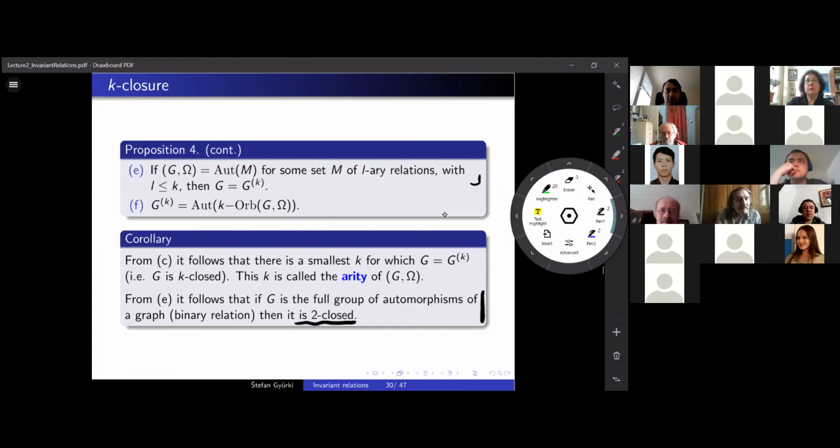Now, the last part of the proposition says that if we are interested in the K-closure of a group G, then it is enough to consider the full automorphism group of the set of K-orbits of that group. And as I mentioned in part C, if a permutation group is K-closed, then it is of course K-closed for each bigger K. So it is interesting to ask what is the smallest K for which a concrete group is K-closed. And this K is called the arity of the permutation group.